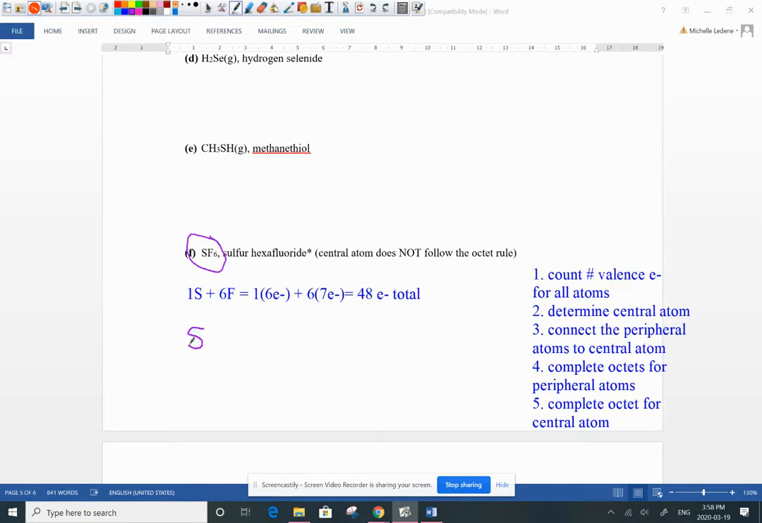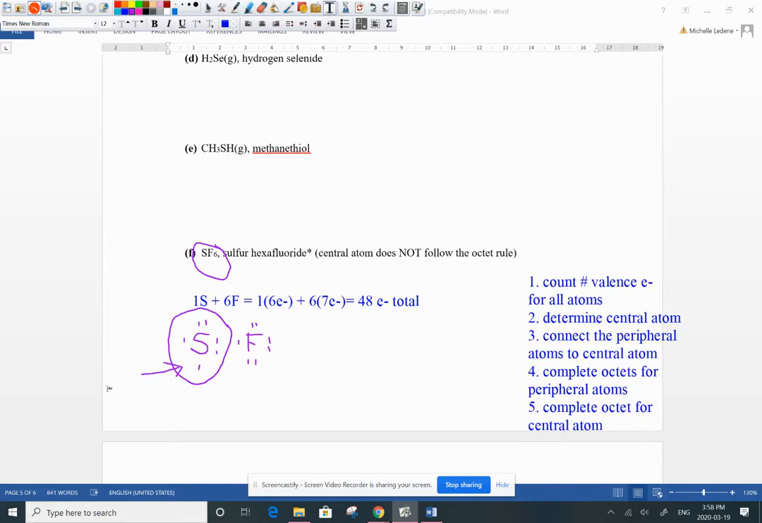Now I have to figure out who's the central atom. Sulfur has 6 electrons in its outer valence energy level, and each dot is an electron. Fluorine, group 17, has 3 lone pairs and 1 bonding electron. So who can make the most bonds? Sulfur. He can make the most bonds, so he becomes our central atom.